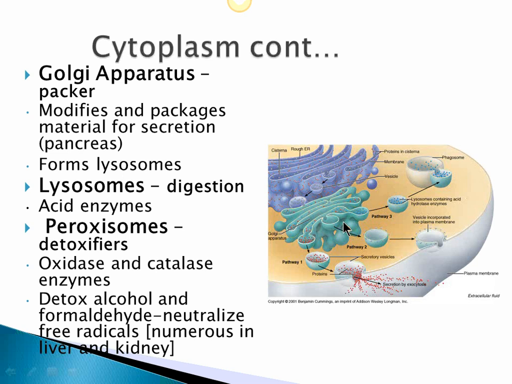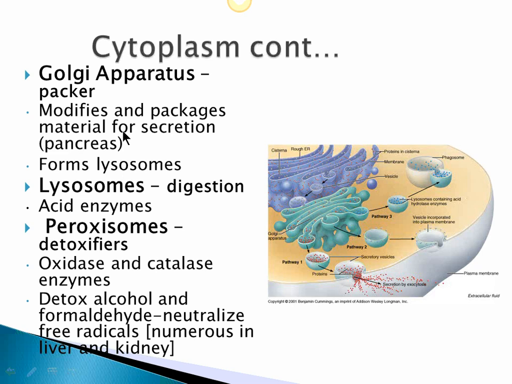It's often called the packer. It packages and modifies what has been sent to it by the rough endoplasmic reticulum. So they go hand in hand. Anything which secretes enzymes and hormones and proteins will have Golgi as well as rough endoplasmic reticulum. For example, I gave you the example of the pancreas. It will have a lot of rough endoplasmic reticulum as well as Golgi body, because Golgi is the one which is actually going to package it and then throw it out of the cell. So you find both going together.